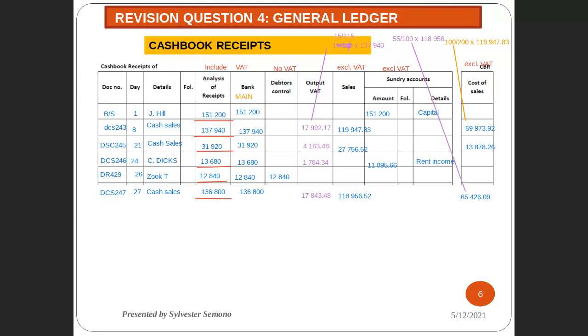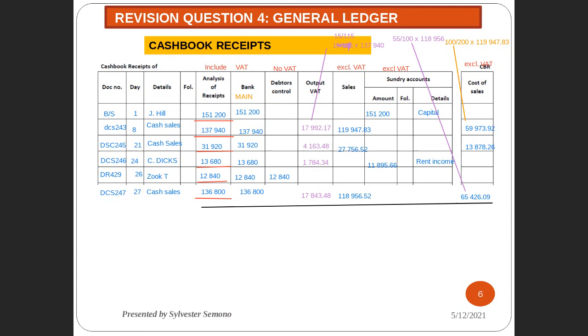So the next thing that you must do, you need to add. Remember, I told you to add. I think that was the last one. Let me check. Yeah, that was the last one. So what we need to do, we need to go and add. Remember, I said we must add all the columns except analysis. So you must always do that.